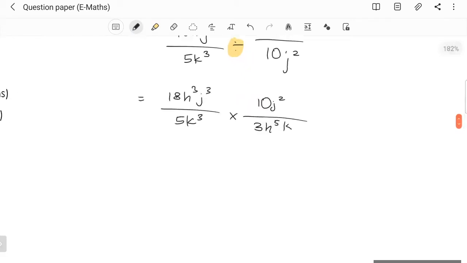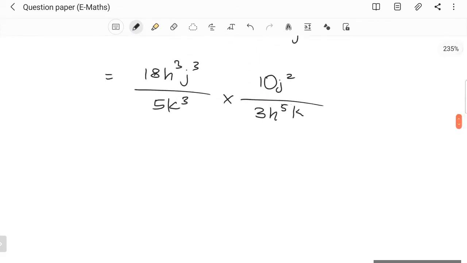Okay, so after flipping, then we can do whatever we want. We have many different ways to do. We can do the cancellation method. We can do combining: we multiply to each other, then we cancel. Either way works. Okay, so let's look at this method where I cancel first.